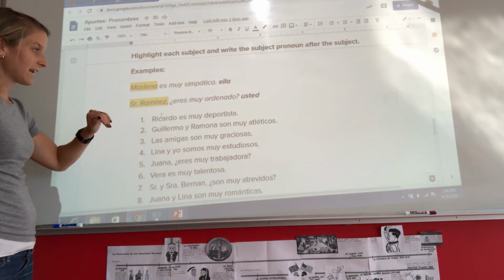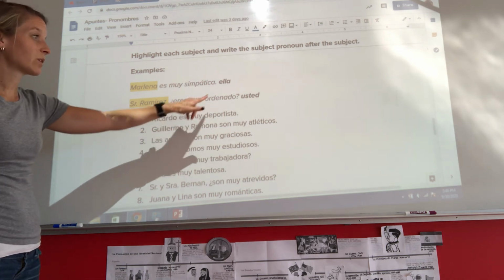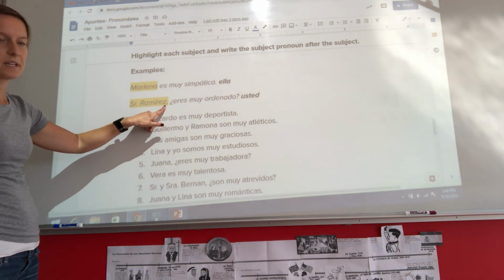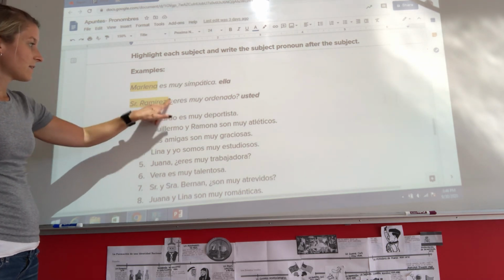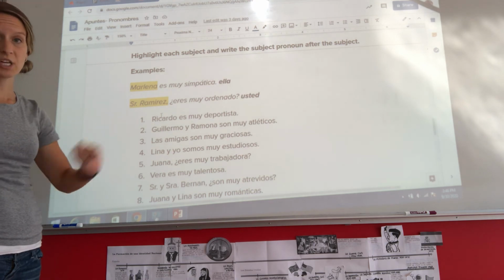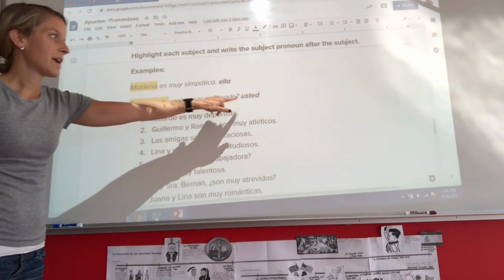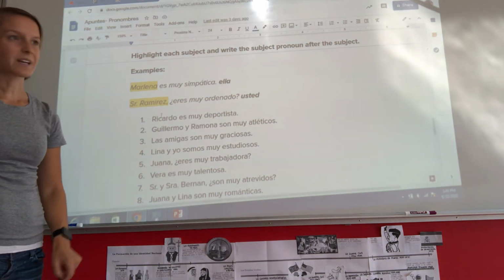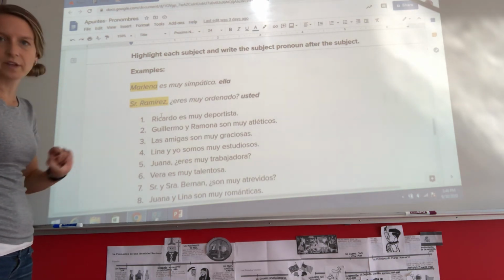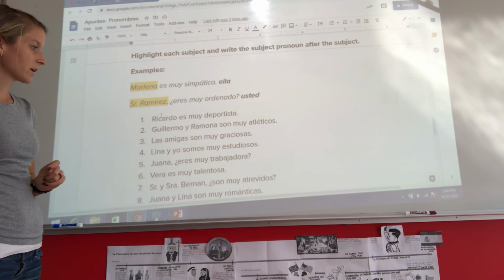If we were to replace her name with a subject pronoun, it would be ella. Señor Ramírez, eres muy ordenado. Oh, but here's a comma. We're talking to him. If we were to replace his name with a subject pronoun, it would be usted, because we're talking to somebody with a title, who's probably older than us or in a position of authority.